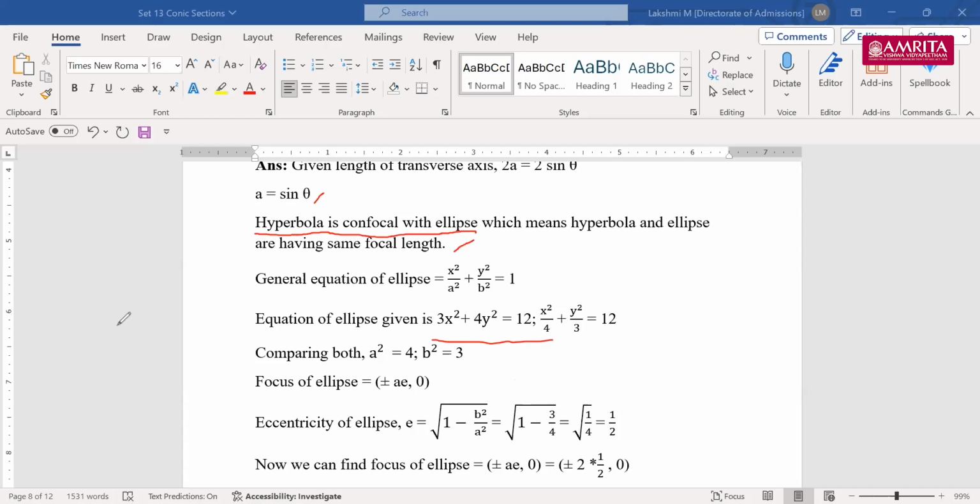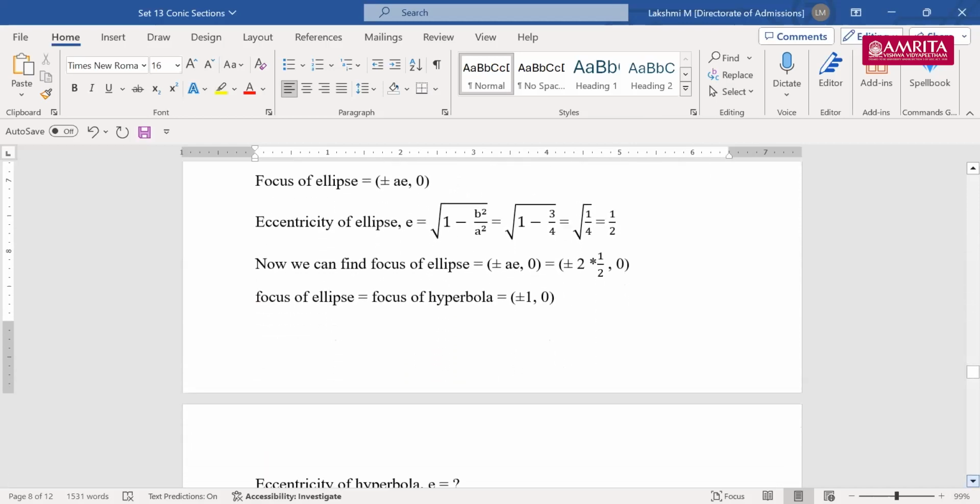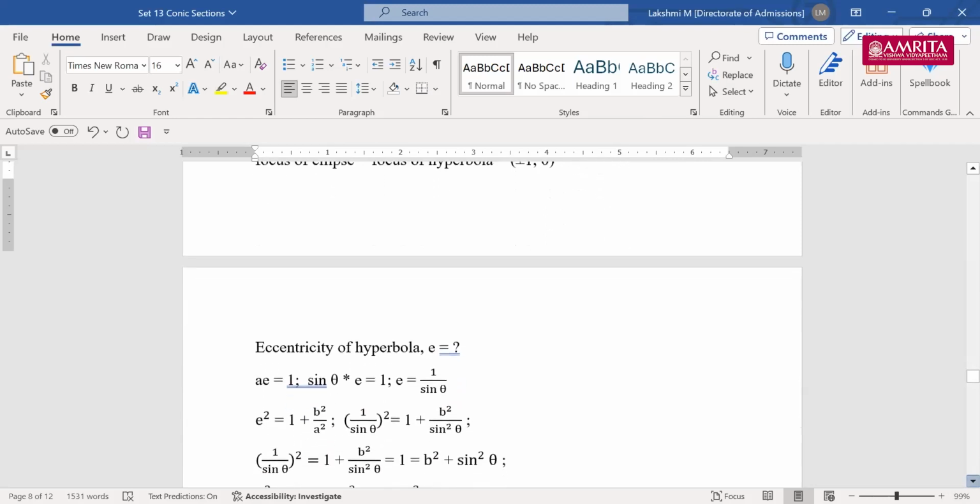So it's plus or minus 1, 0. So the basic part is done. The initial part is done. It's plus or minus 1, 0. That's what the first portion you got. It is same to that of the hyperbola also. So plus or minus 1, 0.